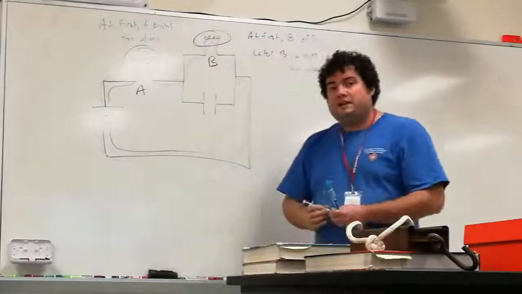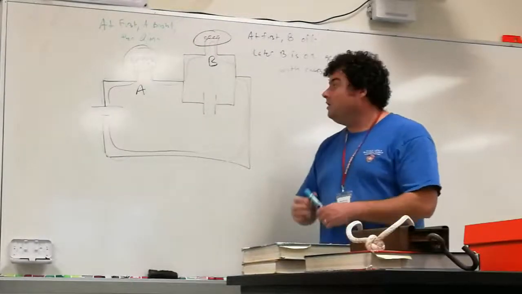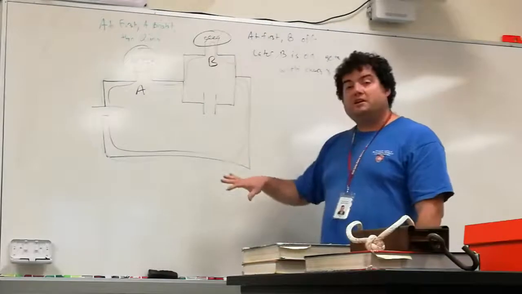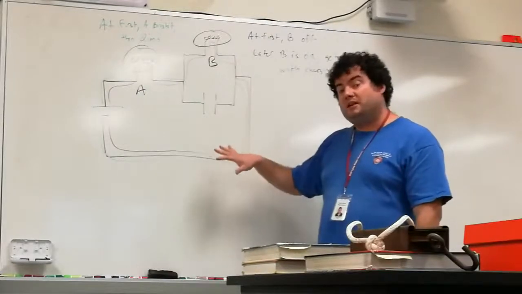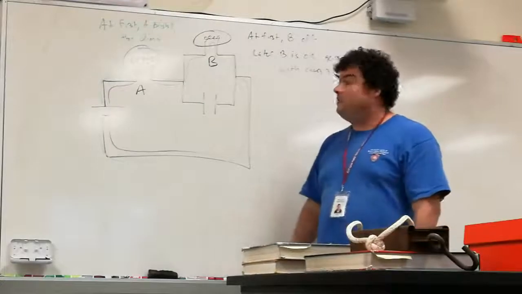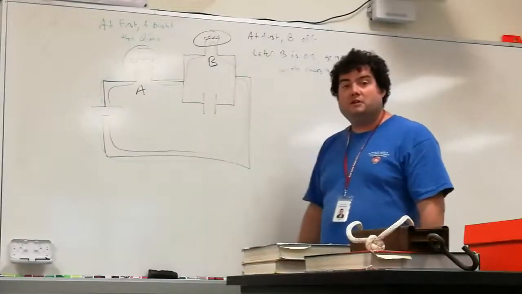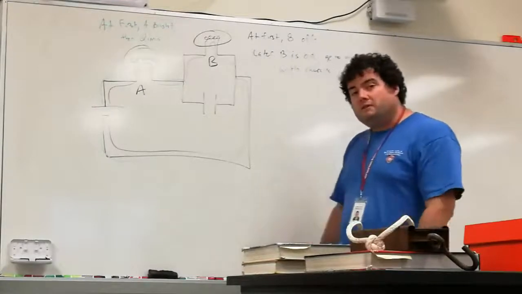So hopefully we understand that logic, and that's the logic you want to use as you're solving these problems. What's going to happen to the routes current can take when the capacitor is uncharged at the beginning? What's going to happen when it's charged after a long time? And we just ask ourselves how that's going to affect current flowing through different branches. Let's see what this looks like in real life.